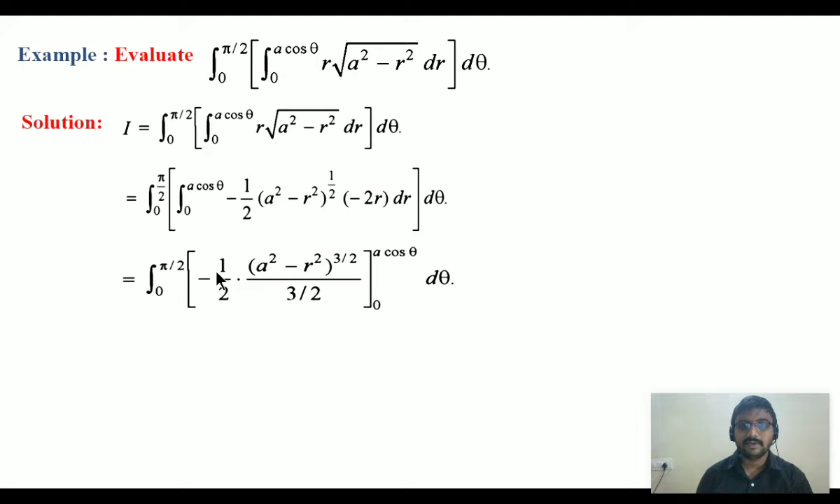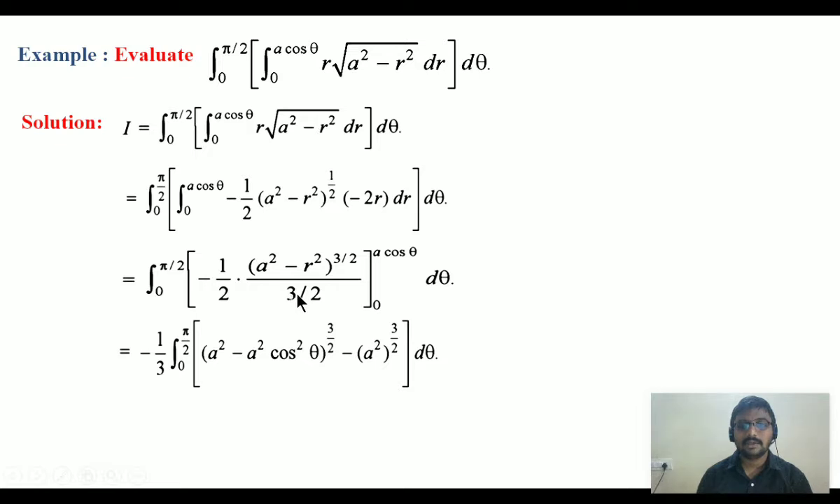So minus half into (a² − r²) whole to the power of 1/2 + 1, so 1/2 + 1 is 3/2, whole by 1/2 + 1, 3/2, into dθ. Now we have to substitute upper limit as a cos θ and lower limit as 0. Substituting upper limit as a cos θ and substituting lower limit as 0. a² − 0² is a².